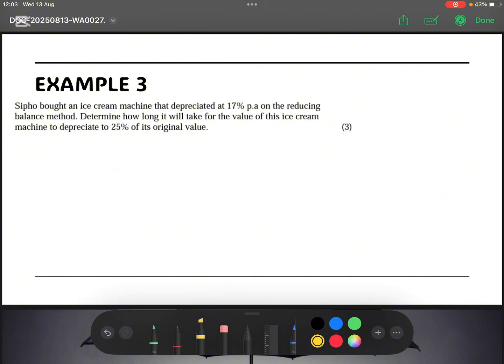So now Sipho bought an ice cream machine. Let's highlight, very important. Sipho bought an ice cream machine that depreciates at 17% per annum on the reducing balance method. So now it's 17% per annum on the reducing balance method. So now, what does the reducing balance method tell us? The reducing balance method tells us about A, that is equal to P times 1 subtract the interest rate, to the power of n, right?